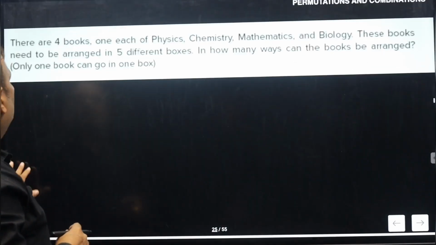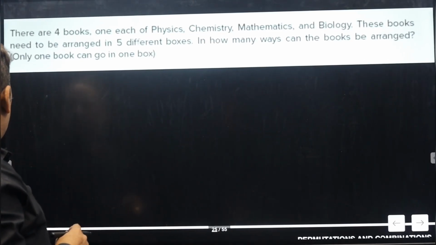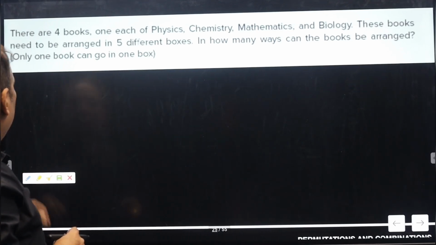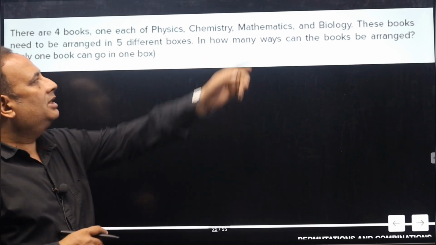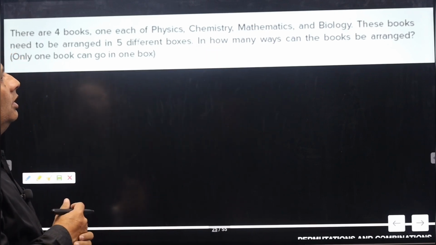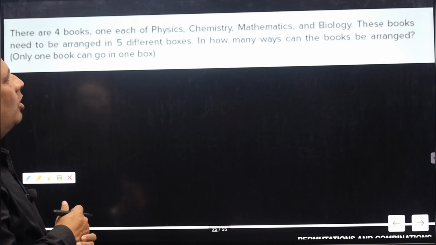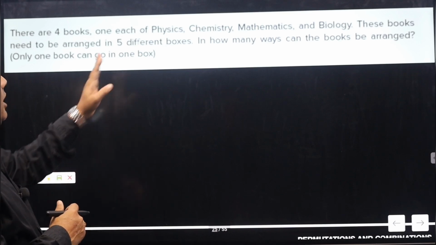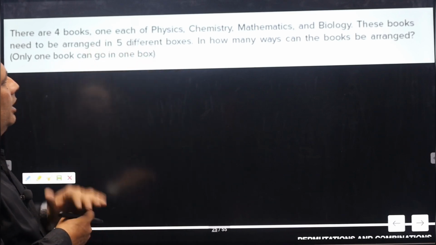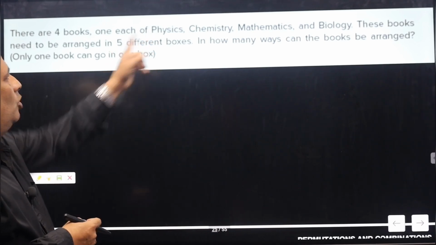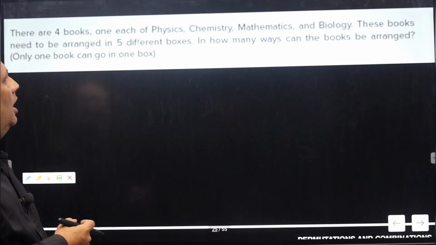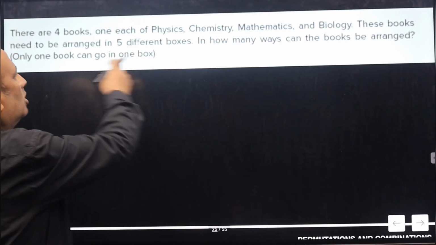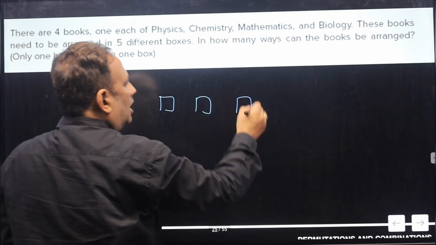Okay, so look here, there are similar questions. Similar question again. Now there are four books, you can do it by yourself. There are four books, one each of physics, chemistry, mathematics and biology. Again, books are four. Now these books need to be arranged in five different boxes. In how many ways can the books be arranged, right? Now you see, here five different boxes are there and four books are there. So the first book has how many options? Any of the five places, the first book you can keep over there, right? Because boxes are different.